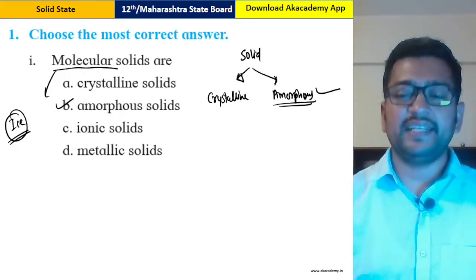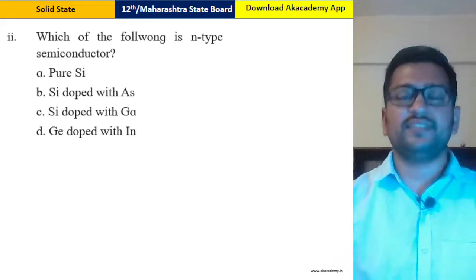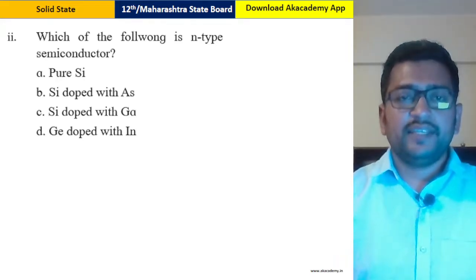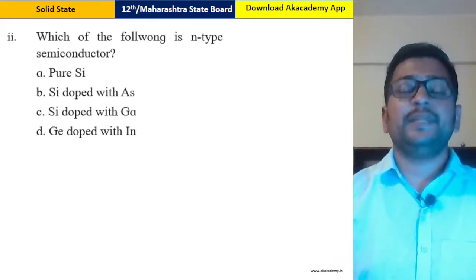Now let's move ahead and let's discuss the second one. What does it say? It says which of the following is an n-type semiconductor.